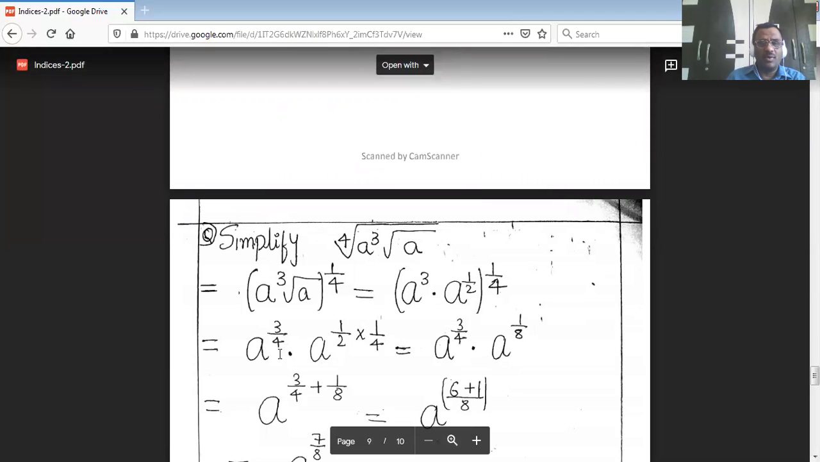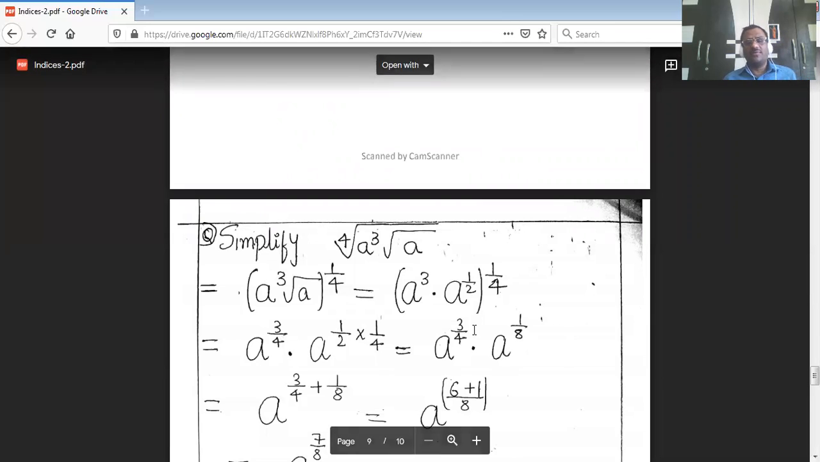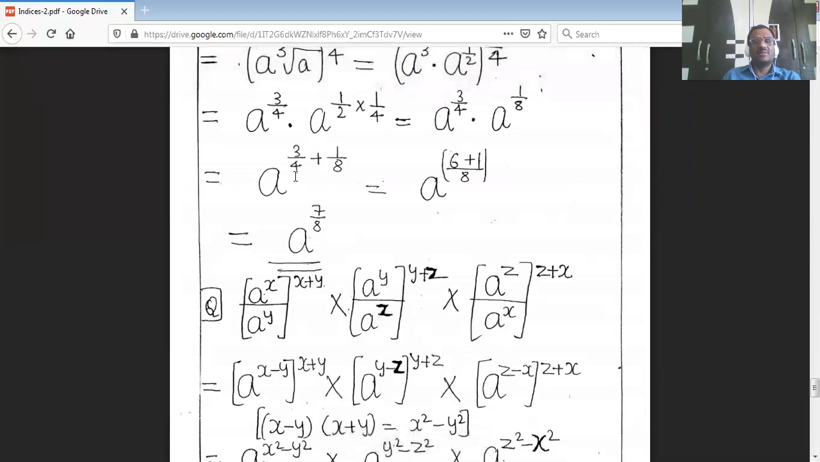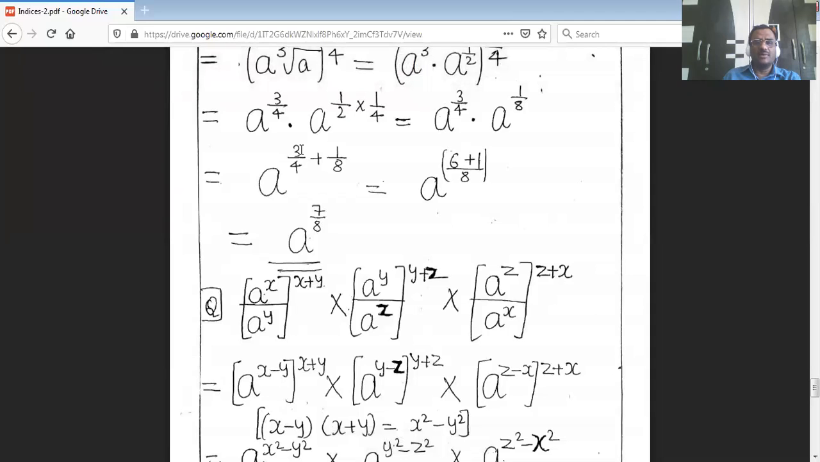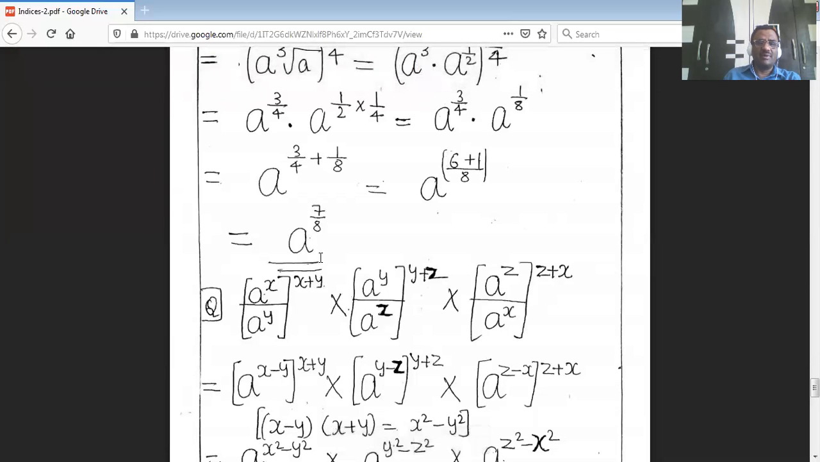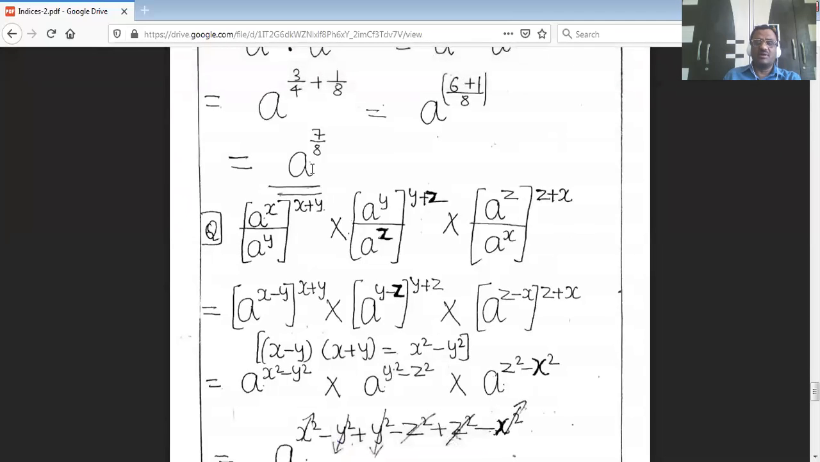Look at this. I am going to apply a to the power of m into a to the power of n. This is a to the power of 3 by 4 into a to the power of 1 by 8. You need to have the LCM of 4 and 8. LCM is 8. 3 by 4 plus 1 by 8. Now we say LCM is 8. 4 twos are 8 and 3 twos are 6, and 1 into 1. 6 plus 1 is 7, a to the power of 7 by 8. This is the simplified form of this. Even this you can expect in your section C for 5 marks.